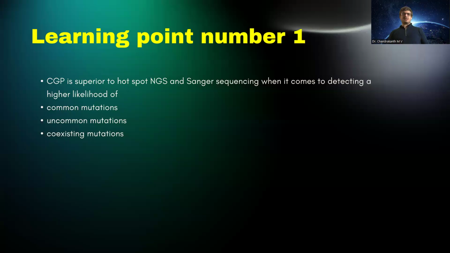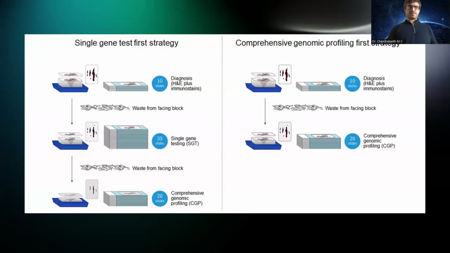So, what is the learning point? Number one of what we discussed till now: CGP is superior to hotspot NGS and Sanger sequencing when it comes to detecting a higher likelihood of common mutations, uncommon mutations, and coexisting mutations. Right.